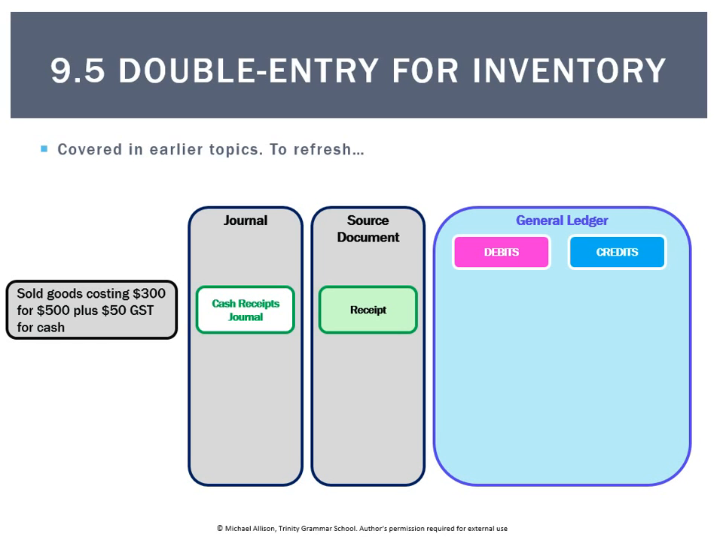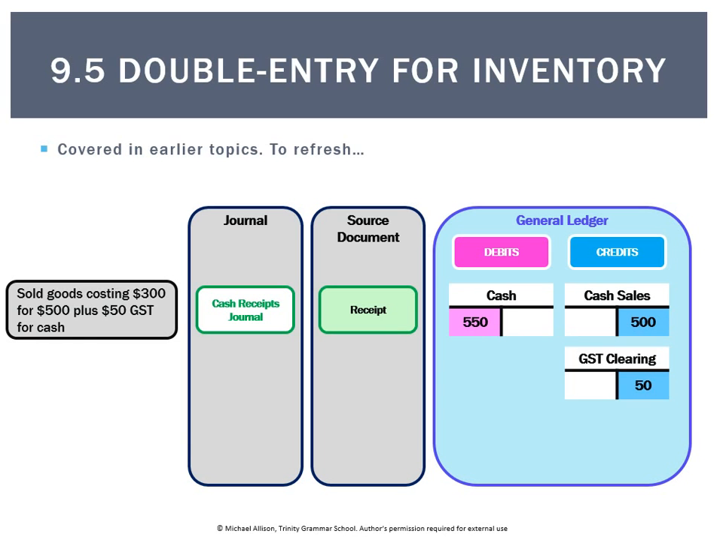The first set of debits and credits must record the sale amount. So in this case we've got $550 of cash, so the cash ledger is going up. And then that matches up with two credits. One's a revenue in the cash sales of $500, and one's going to increase our liability, which will be a credit into GST clearing.